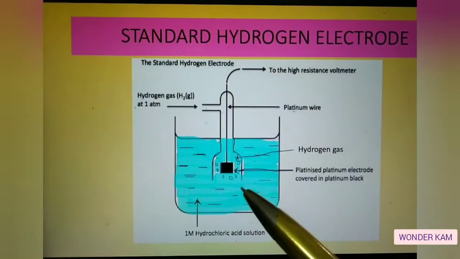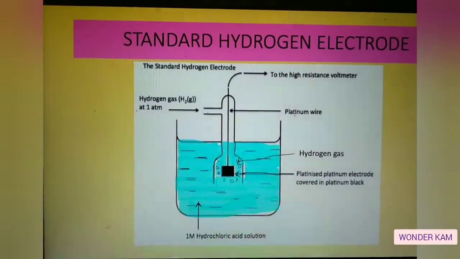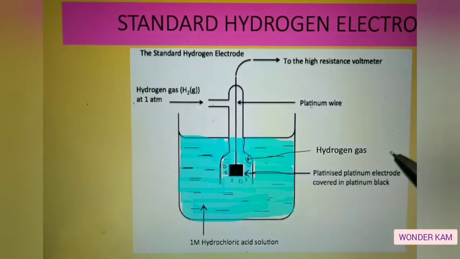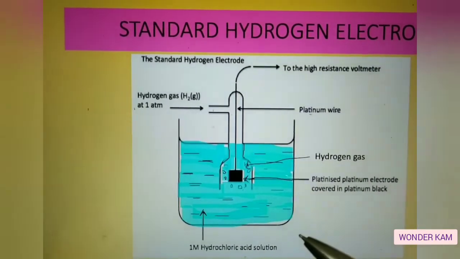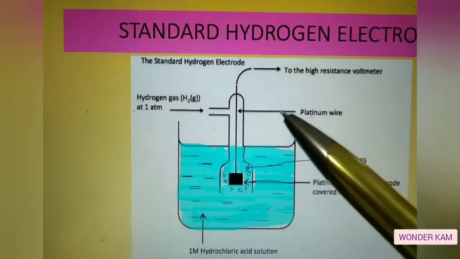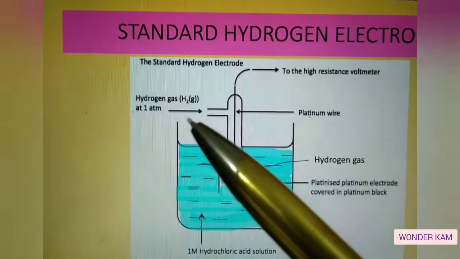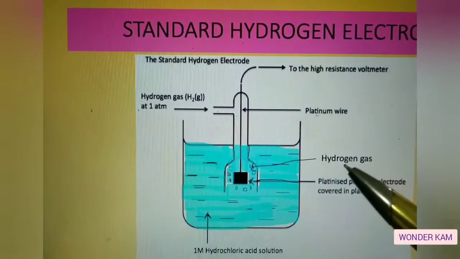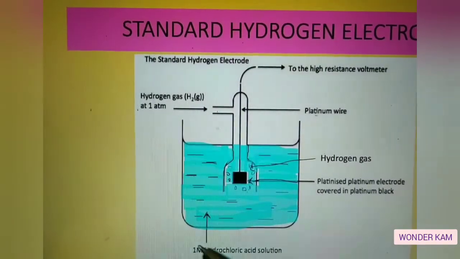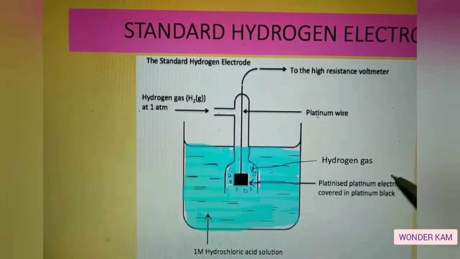platinum surface. This hydrogen electrode is also known as the standard hydrogen electrode because both hydrogen gas as well as hydrogen ion are in their standard state, that is 1 atmospheric pressure, 25 degree centigrade temperature and 1 molar H plus ion concentration, or HCl. And the electrode potential of this electrode is 0 volt at all temperatures.